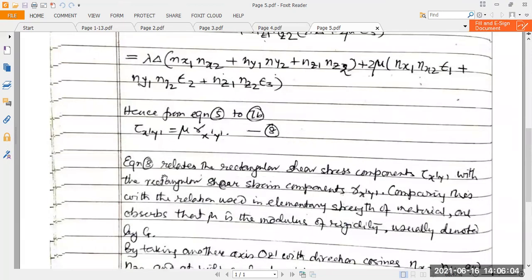This equation gives the rectangular shear stress components tau x dash y dash in relation to the rectangular shear strain components gamma x dash y dash. Comparing these two with the relations used in elementary strength of materials, one observes that the constant is the modulus of rigidity and is denoted by G itself.